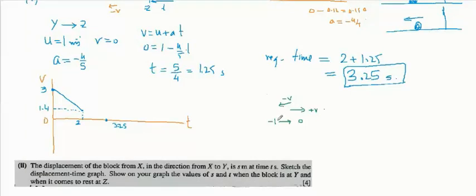So where is the velocity -1? -1 will be here, right? So at 2 it is -1 and then it will be 0. So this vertical line means nothing. This is actually the hitting time with the wall. Hitting instant, not the time, because it's not taking any time while hitting and leaving the wall.